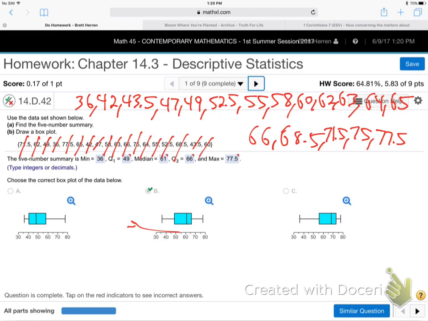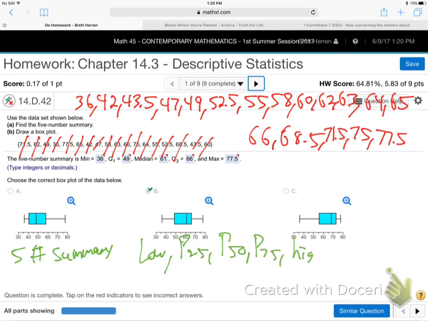Now, we're supposed to do this 5-number summary thing. This is really nothing new. It's just putting together what we've already done. Let me show you. 5-number summary. It's the low number, then it's P25, P50, P75, and the high. There it is. That's what the 5-number summary is.